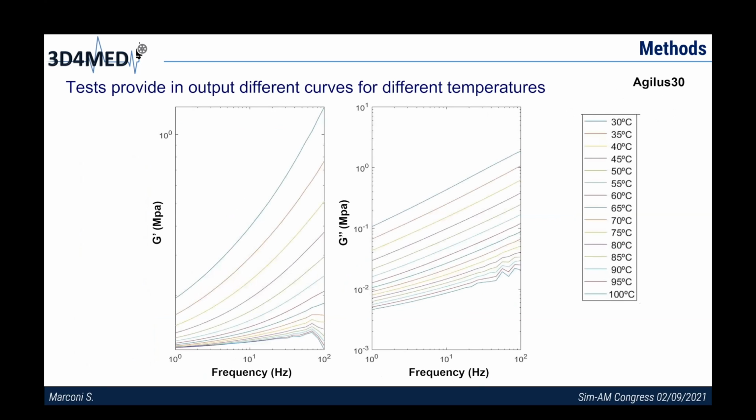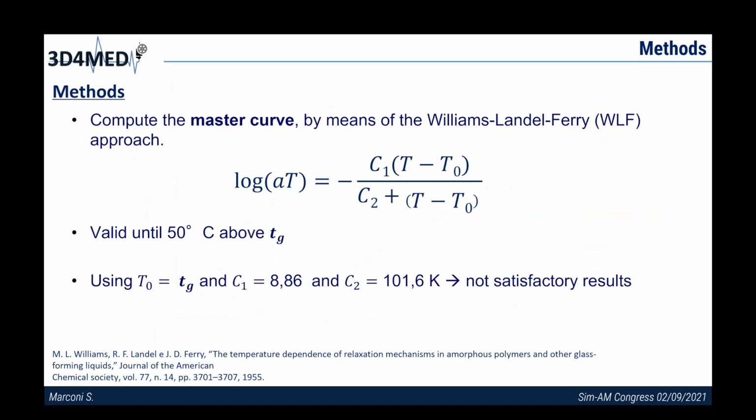This is an example of what we can achieve from the mechanical testing: the storage and the loss modulus in the frequency domain for different temperatures. Here we are looking at a single material, in particular the Agilus 30. Starting from this group of curves acquired at different temperatures, we need to compute the so-called master curve, and we did that thanks to the Williams-Landel-Ferry approach. This approach is valid up to 50 degrees above the glass transition temperature, and under the hypothesis of a simple polymer from the rheological point of view, we can say that a shift in temperature can be considered equivalent to a shift in frequency.